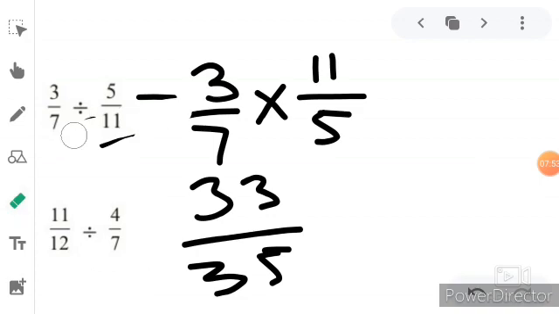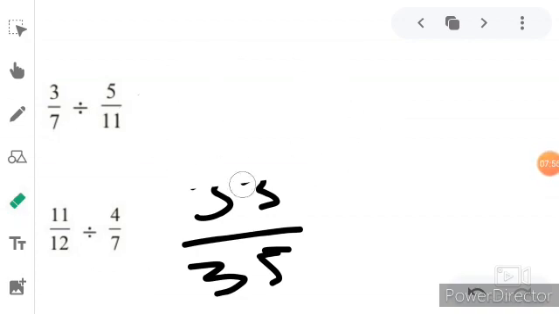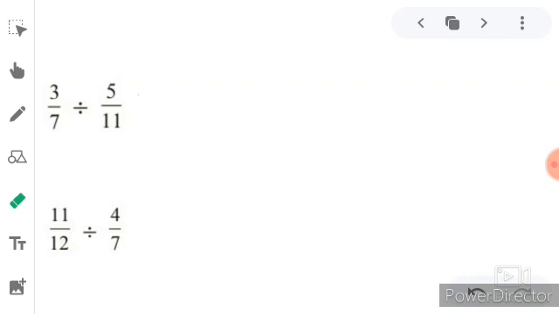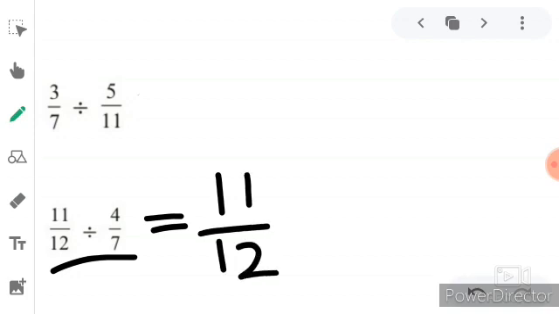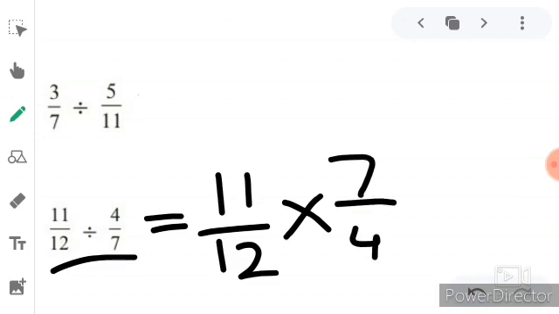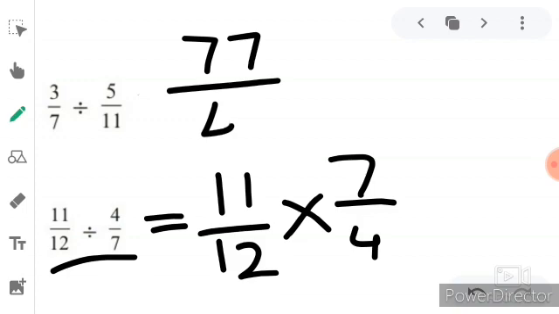Now our next example is 11 upon 12 divided by 4 upon 7. Write down 11 upon 12 as it is, divided means multiplied by the reciprocal, 7 upon 4. Now read the table. 11 sevens are 77 over 12, read the table of 12 up to 4, 12 fours are 48. So this is our answer. Students, this is all about the division of fractions. I hope you got this point clearly.